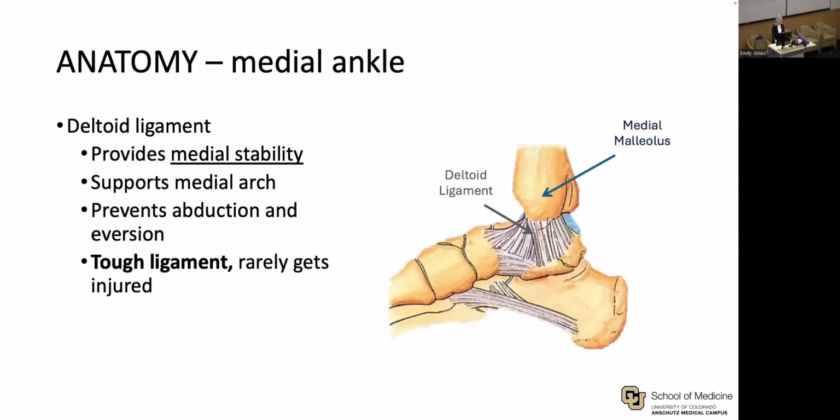And then on the medial side of the ankle, you can see there's this really nice, big, broad ligament called the deltoid ligament. And so that's much less commonly injured. And you can sort of see why here. It's a lot bigger and stronger. It provides medial stability to the ankle. It helps support that medial arch. And it kind of prevents abduction, eversion. And as I mentioned, not injured very often.